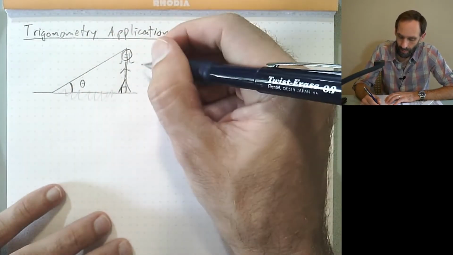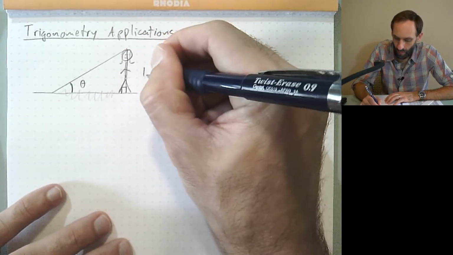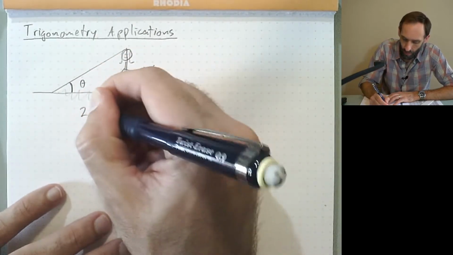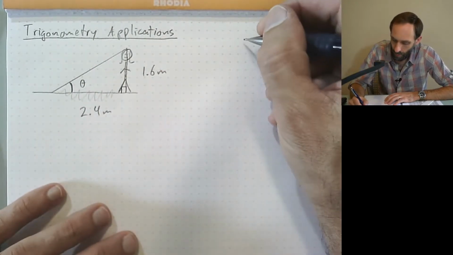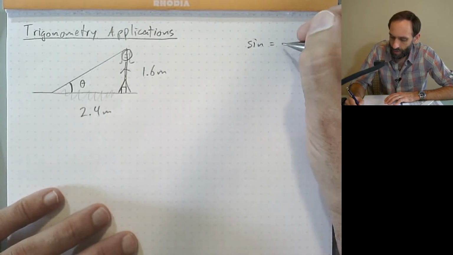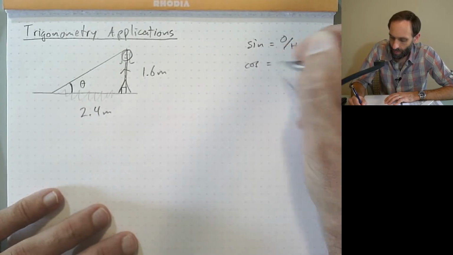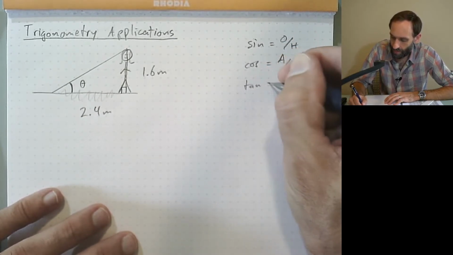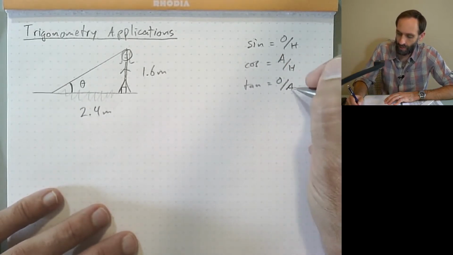So I believe the dimensions I used were 1.6 meters for the person and 2.4 meters for the shadow. Well, recall that the sine ratio is equal to the opposite over the hypotenuse. The cosine ratio is equal to the adjacent over the hypotenuse. And the tangent ratio is equal to the opposite over the adjacent.